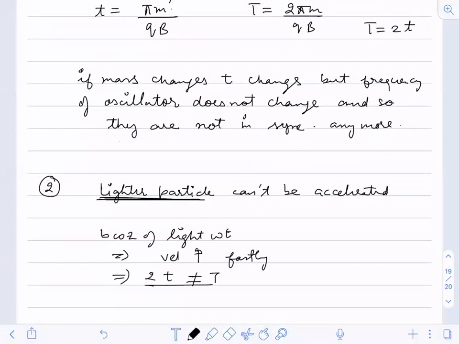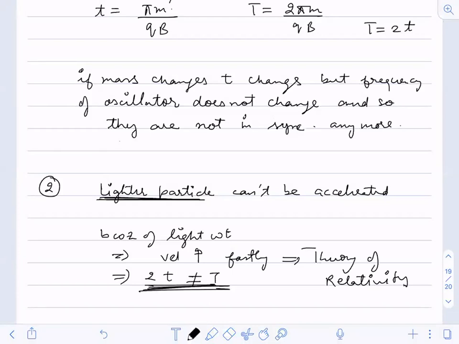The same reason comes in between. Now the theory of relativity will be there, and due to which this 2t will not be equal to the capital T now. The same thing.